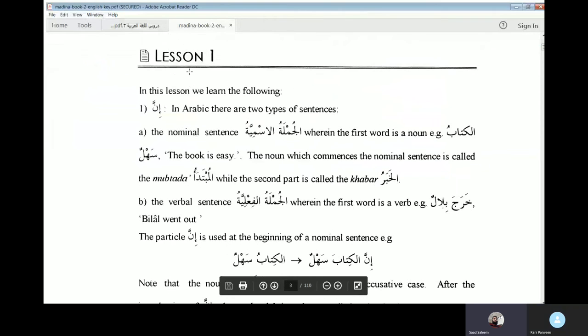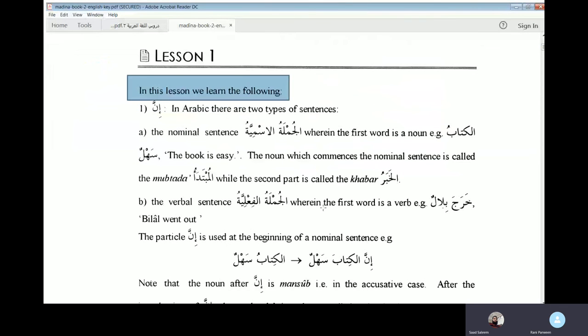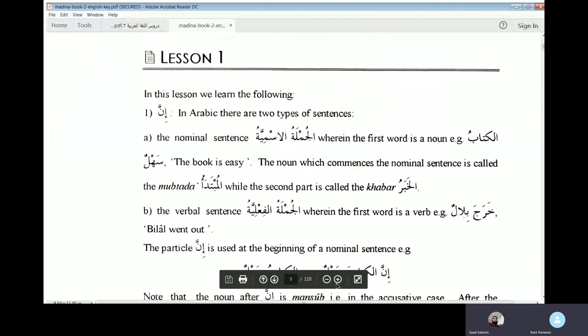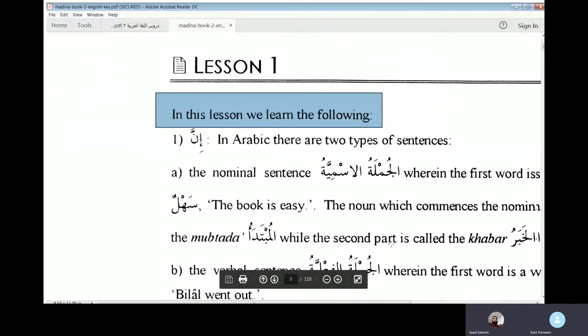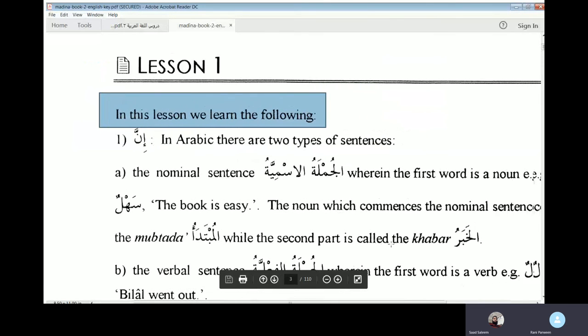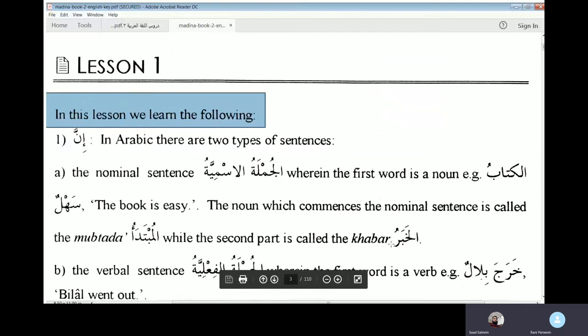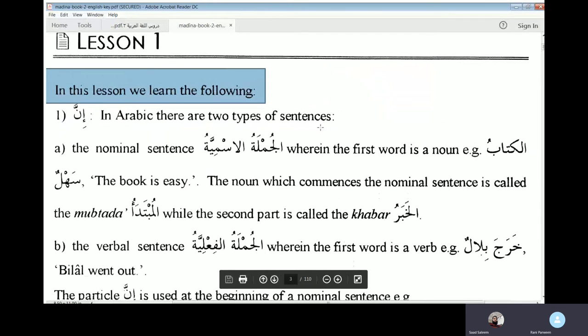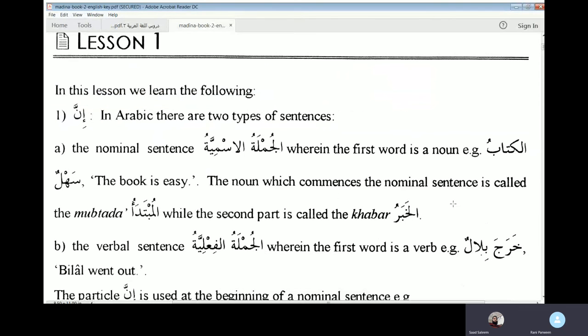Start reading this grammar. Ms. Parveen, start reading this. Bismillahirrahmanirrahim. In this lesson, we learn the following. In Arabic, there are two types of sentences.